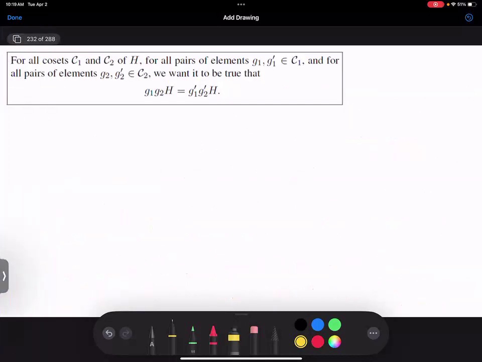For all cosets C1 and C2, for all pairs of elements G1, G1 prime, and for all pairs of elements G2, G2 prime, we want this to be true. So this is a great condition. If this is true, then coset multiplication is well defined.